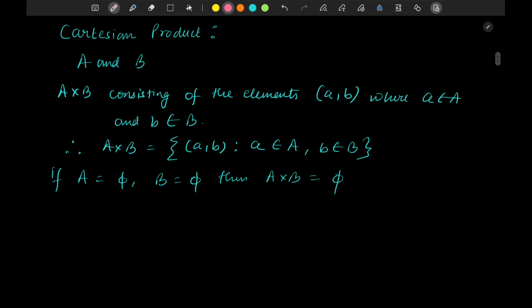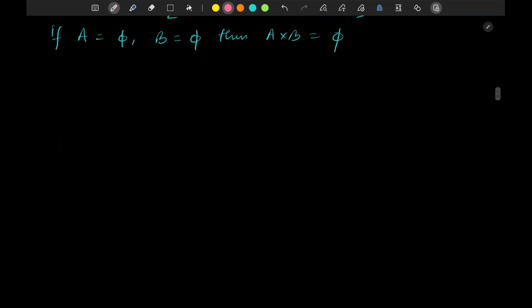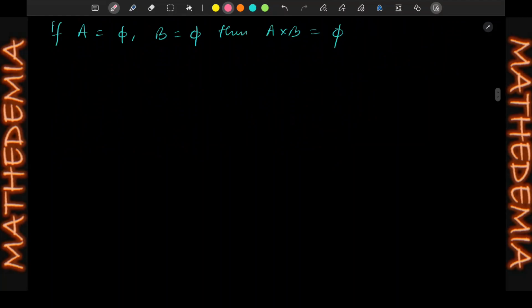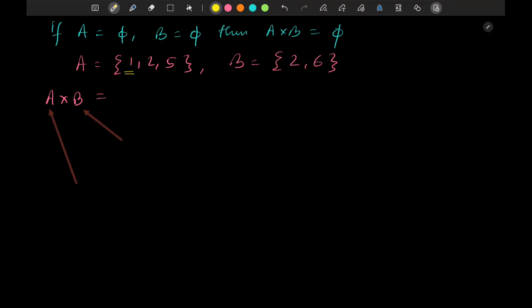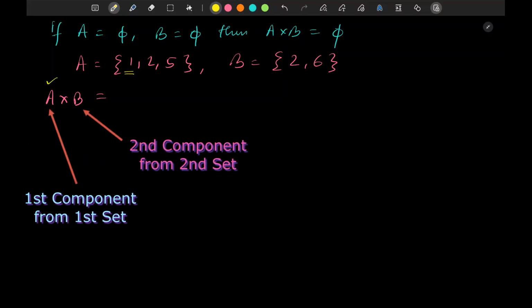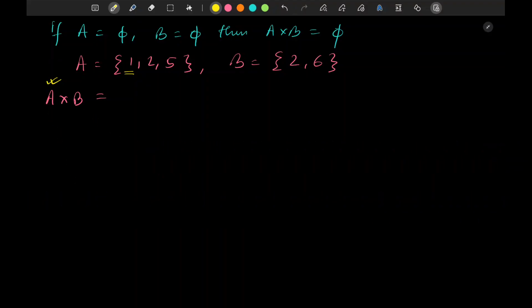The Cartesian product of two sets can be better understood using a simple example. Let us take two sets, A, which consists of the elements 1, 2, and 5, and another set B, which consists of the elements 2 and 6. Then the Cartesian product of these two sets can be obtained as follows. First we take the elements from set A, since in the Cartesian product set A is written first. So all the elements from set A will be the first component of the ordered pairs.